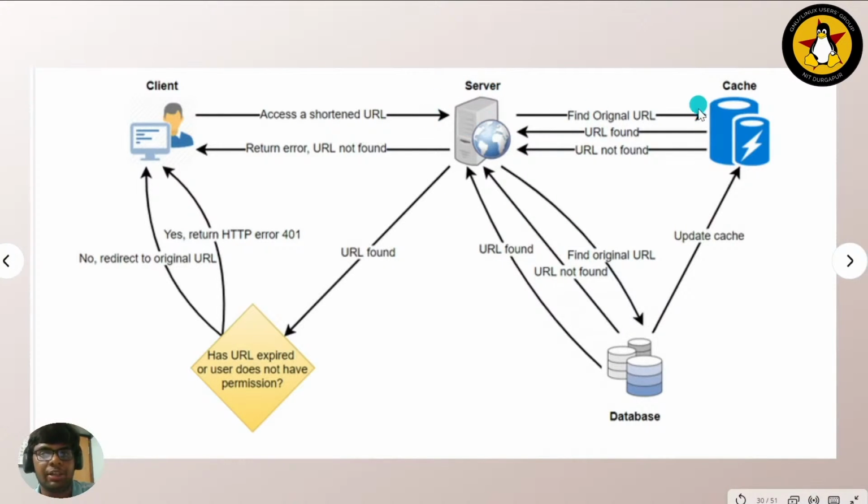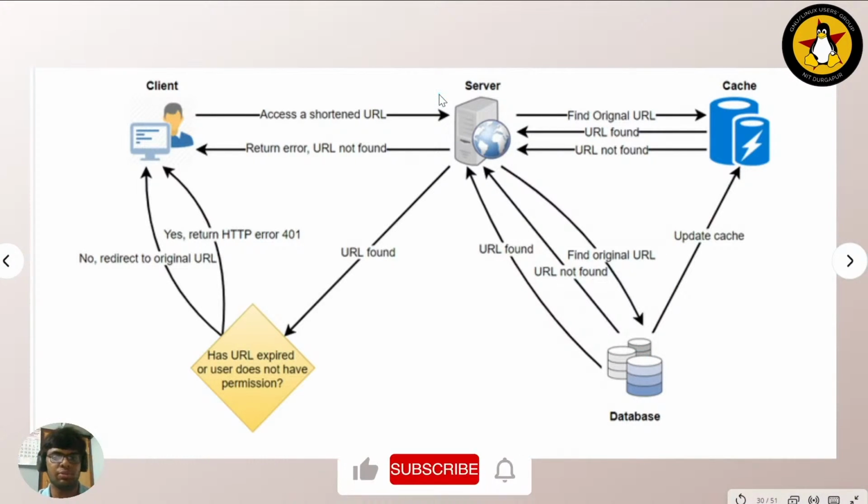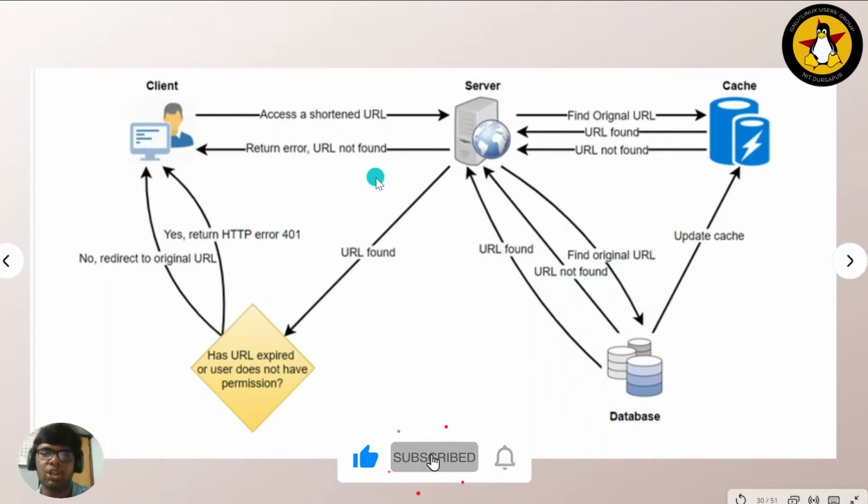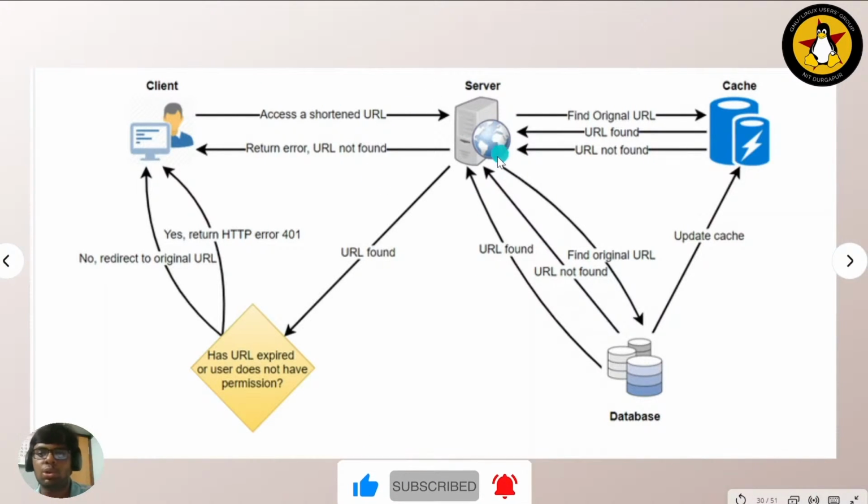Now that server will redirect it to a cache. In the cache, if it's a cache hit, that is URL found, it will come back to the server. If it's a cache miss, that is URL not found, then the server will query the DB. Now, if the URL is found, first it will update the cache, saying this URL might be in demand, so use the least recently used algorithm and replace an entry with this new data, and it will return a cache URL found to the server. And if the URL is not found, it will send a URL not found to the server, and it will return an error: URL not found, it does not exist.